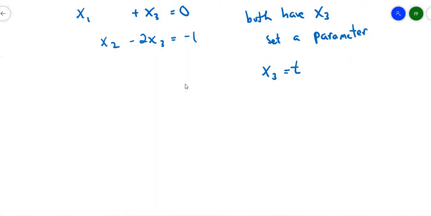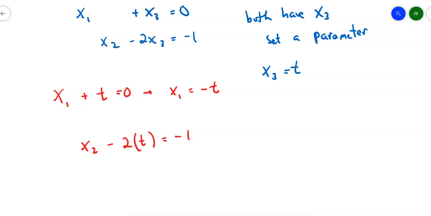All right, now go back to that first row. If x sub 3 is t, then let's do some replacing. x sub 1 plus, well, in this case, t is equal to 0, which means that x sub 1 is equal to negative t. All right, go down to that third row. x sub 2 minus 2 times, again, I'm going to replace my x sub 3 with a t, and solve. So add a 2t to both sides, and I get x sub 2 equals 2t minus 1.